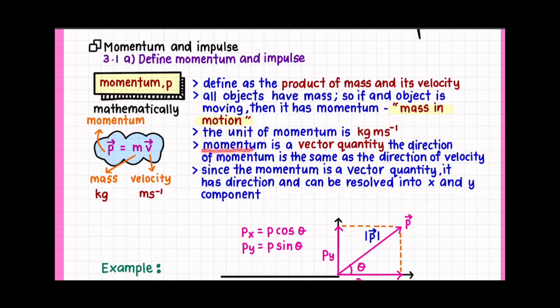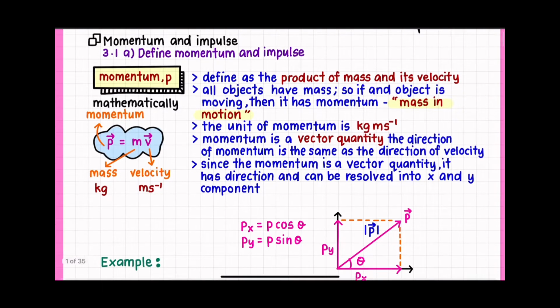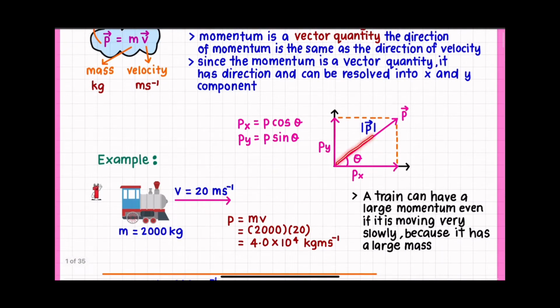Okay, momentum is a vector quantity. So vector quantity means it has direction and magnitude. The direction of momentum is the same as the direction of velocity. So since the momentum is a vector quantity, it has direction and can be resolved into x and y components. So let's say we have a P here. You can resolve it into component x and component y.